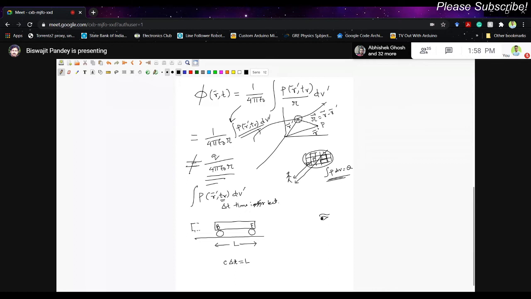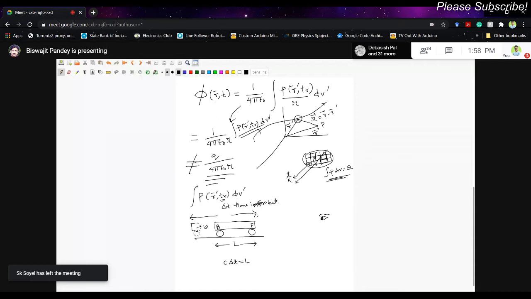So what should be the exact language? The language is this: when the light from the back end crosses the front end, the time taken by that light is delta t. So when the train was here some instant before, because it's moving with some velocity, say v, the distance traveled by light is c delta t, which is basically L. But what is this distance? If I ask you what is this distance?